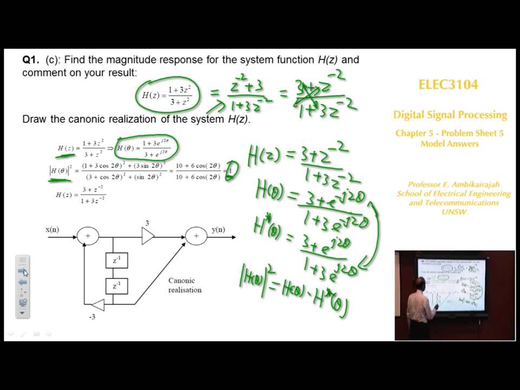So it's an all pass filter. Then simply note it's an all pass filter. Modulus is 1, so it's an all pass filter. Now you want to do a canonic realization, so you must have it in terms of delays.